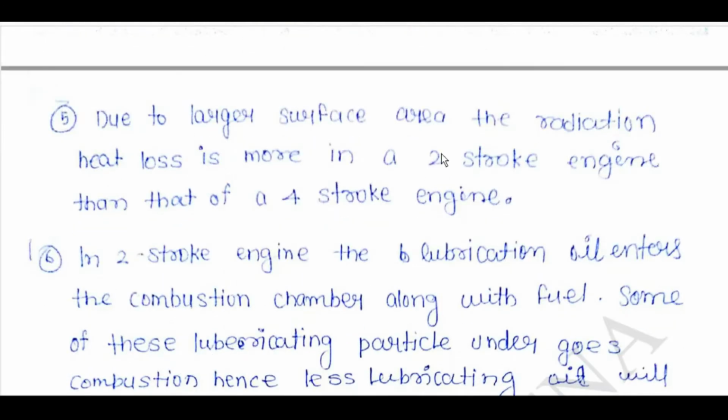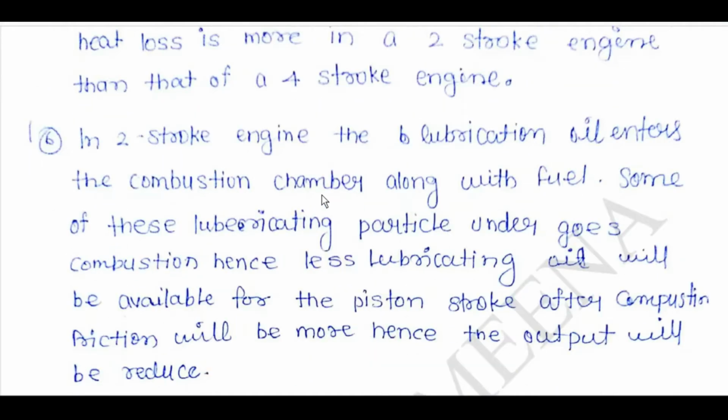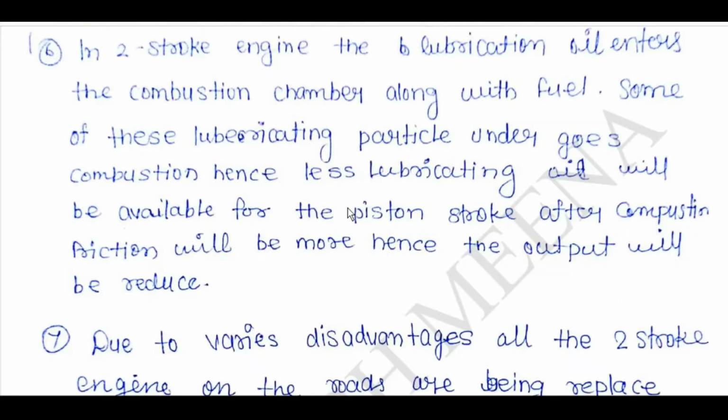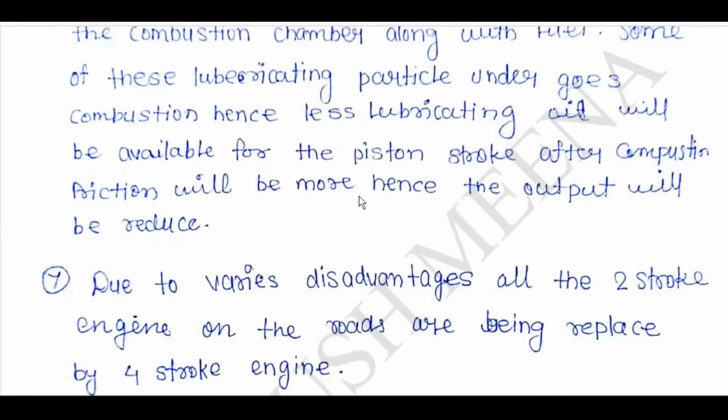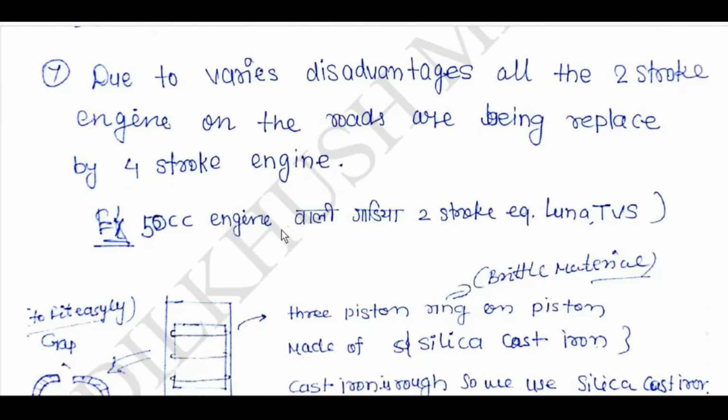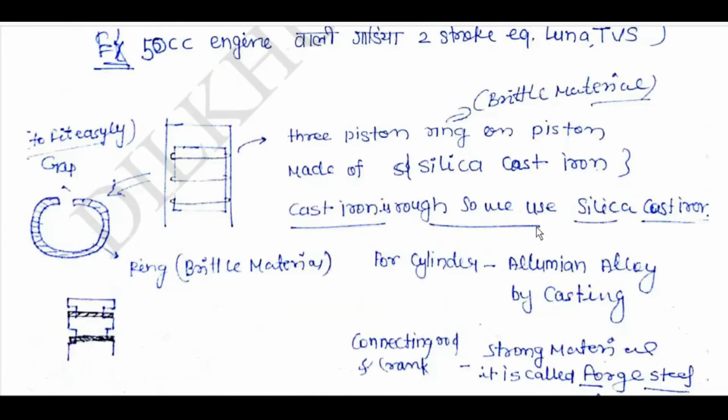Due to larger surface area, the radiation heat loss is more in a two-stroke engine than in a four-stroke engine. In a two-stroke engine, lubrication oil enters the combustion chamber along with fuel. Some of these lubricating particles undergo combustion, hence less lubricating oil will be available for the piston stroke. After combustion, friction will be more, hence output will be reduced. Due to various disadvantages, all the two-stroke engines on the roads are being replaced by four-stroke engines. Example: 50cc two-stroke engine, Luna, TVS.